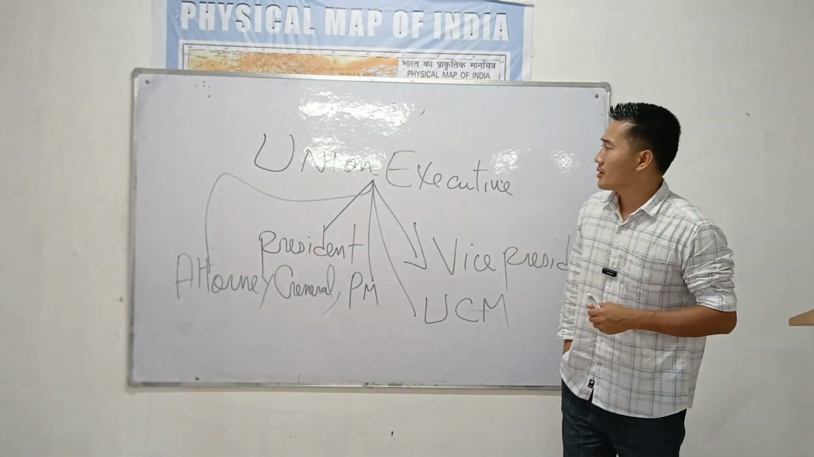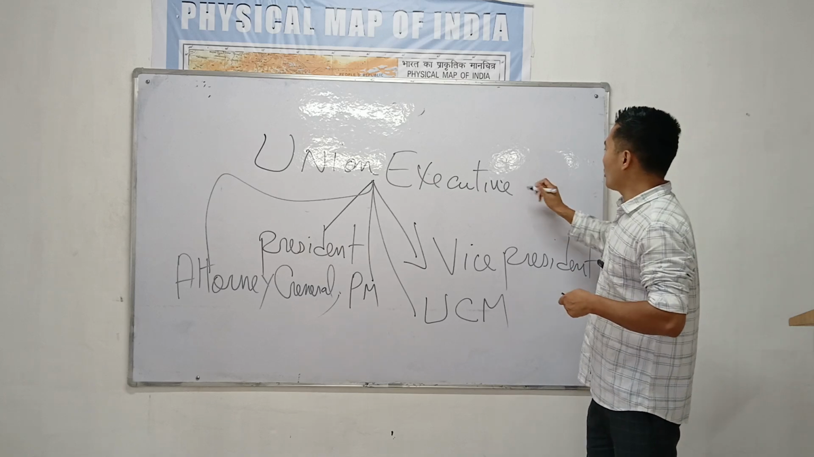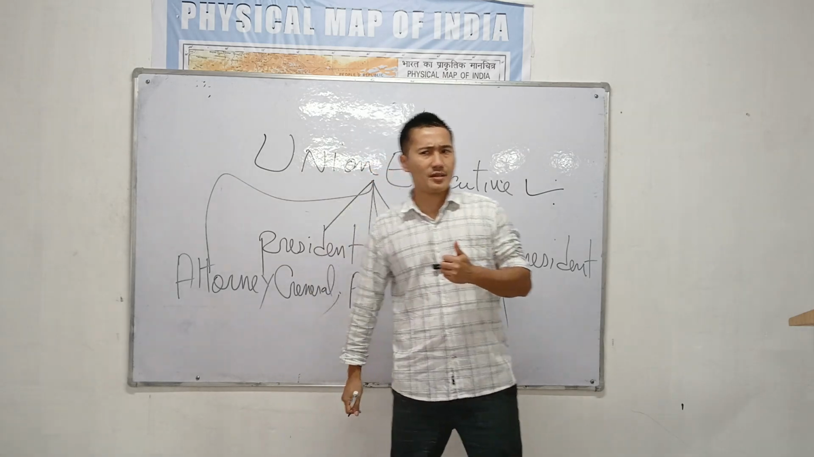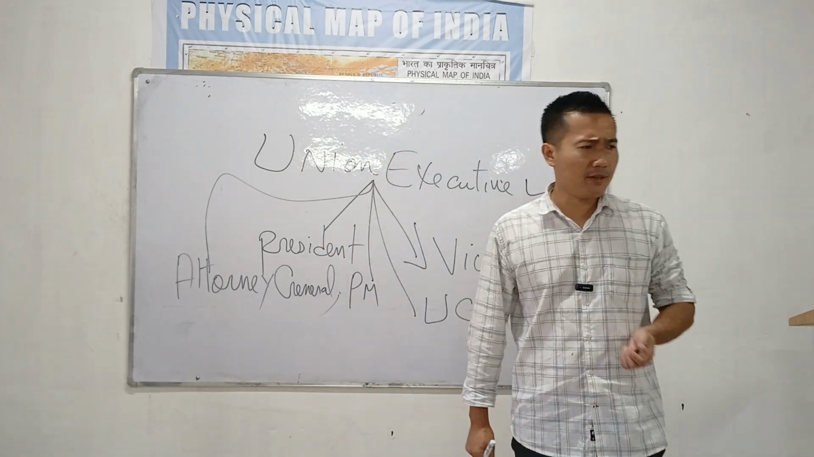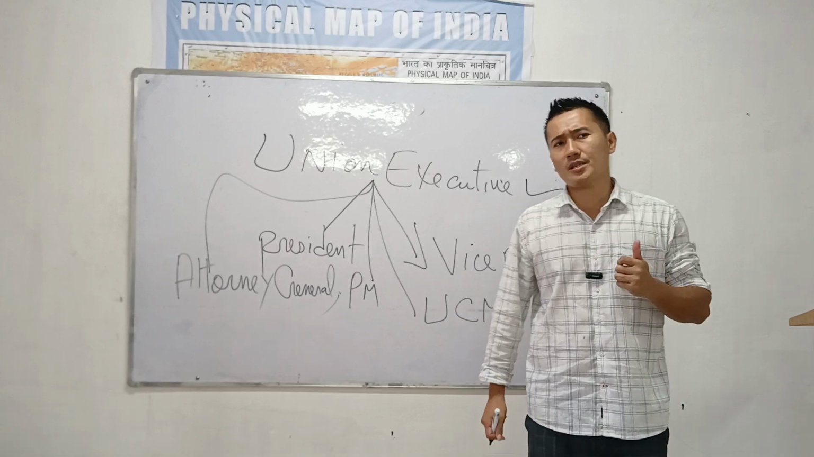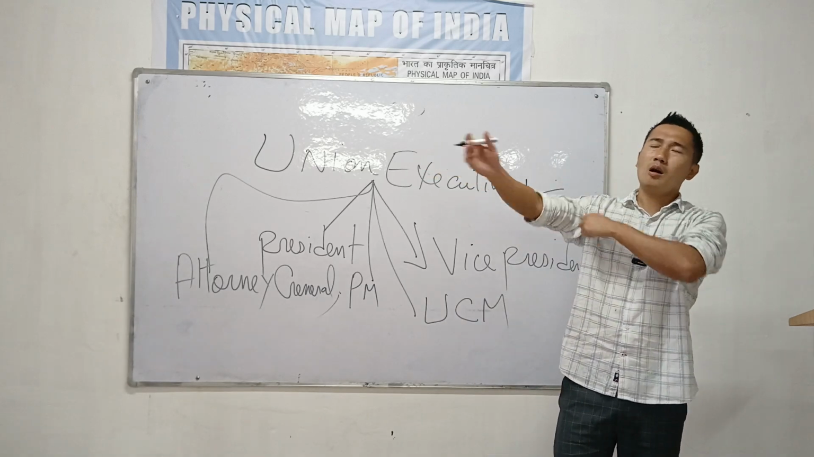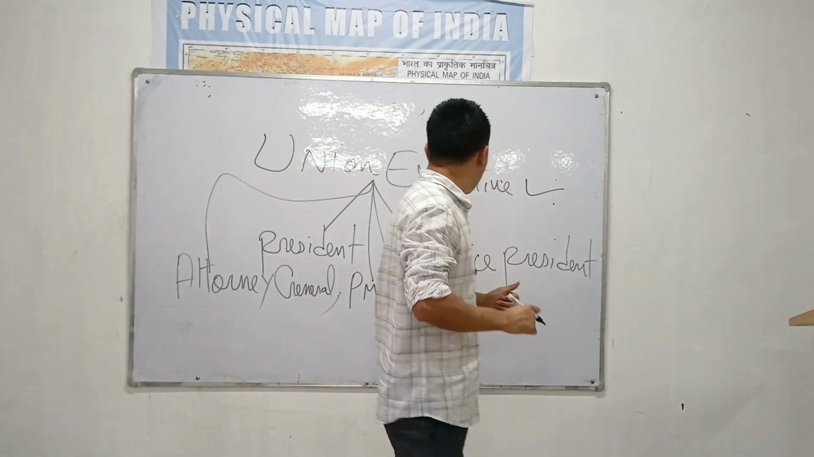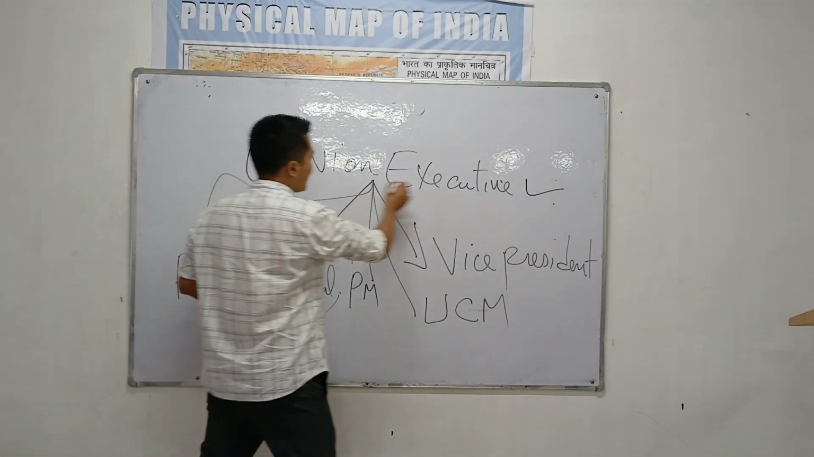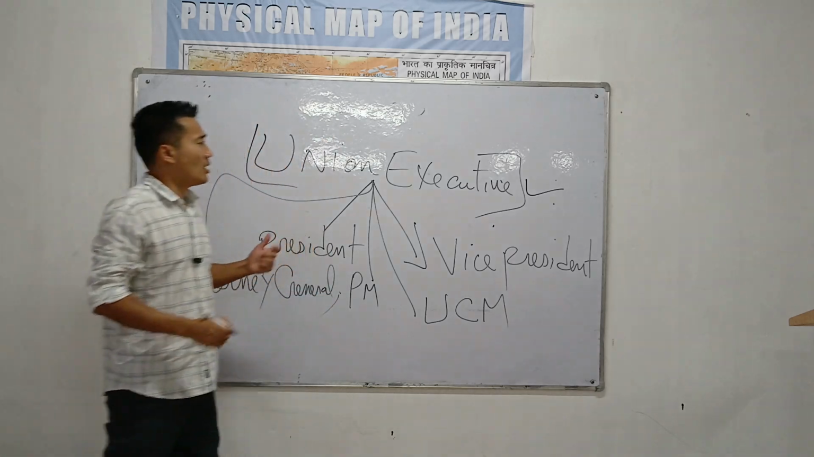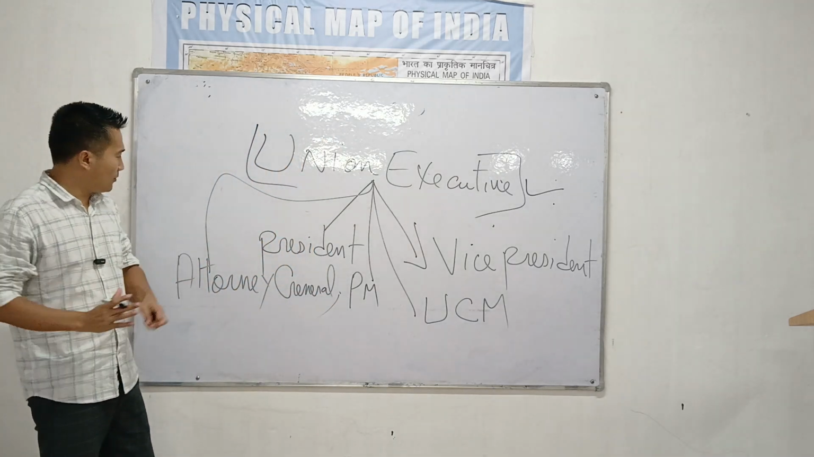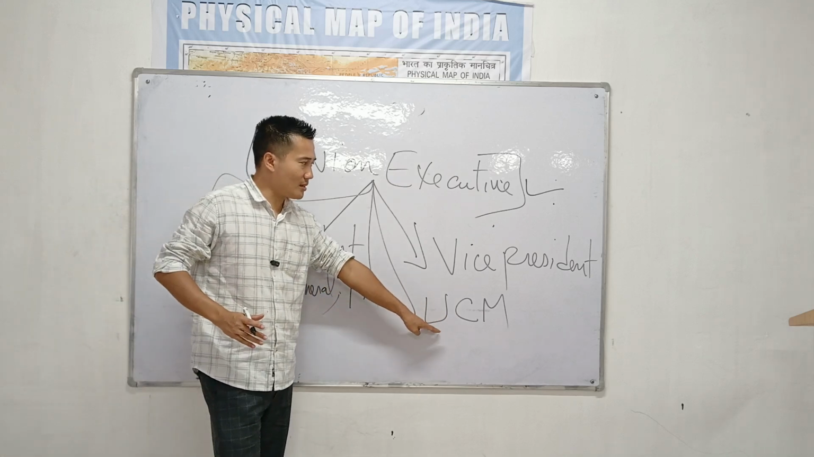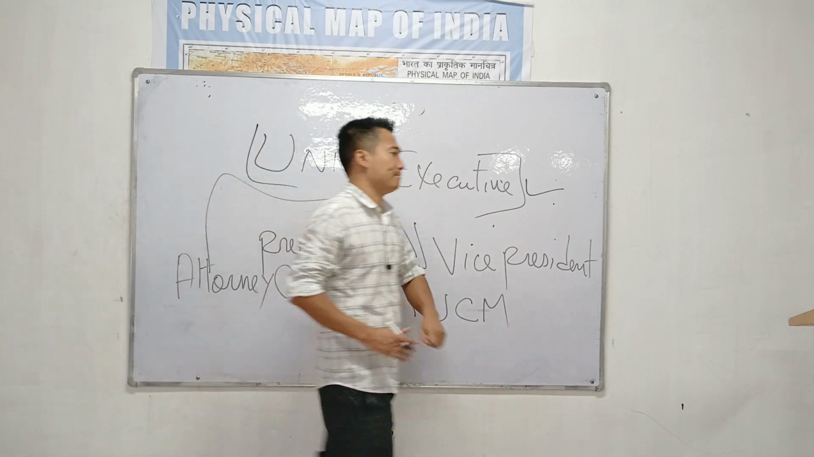Union executive. So today we will take up only one topic, that is the president of India: the powers, the functions, qualification, how the president of India is elected, for how many years he is going to serve, and what is the reason why we have a president in India. This will be a very important topic today. So please remember, the union executive consists of the president, the attorney general, the prime minister, the union council of ministers, and the vice president of India.